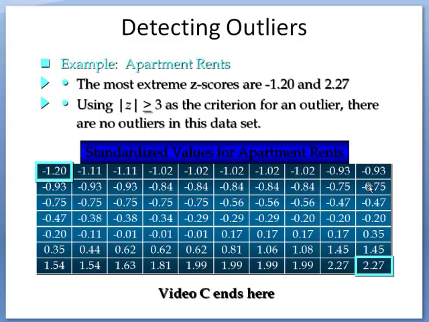Consider this again, the apartment rents. The lowest z-score is minus 1.2. The highest z-score is 2.27. 2.27 is less than 3, so it's not an outlier. Minus 1.2 is negative, but it's not as low as negative 3. Hence, it's also not an outlier.